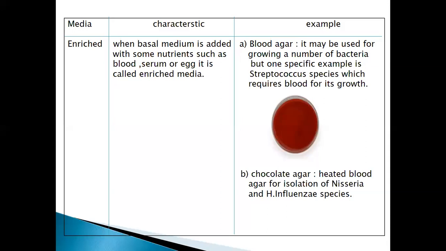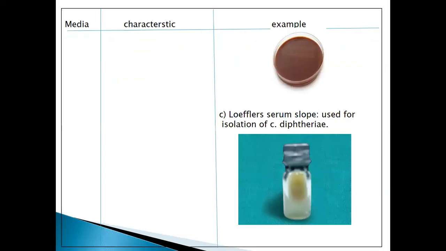You have got blood agar, you have got chocolate agar. It may be used for growing a number of bacteria. Chocolate agar, you add chocolate, that means heated blood agar, for isolation. And you can use it for Neisseria or H. influenzae species. Leuphus serum slope, very, very important because it is the only media for isolating Corynebacterium diphtheriae. Please mention in your notes, Leuphus serum slope is for C. diphtheriae.